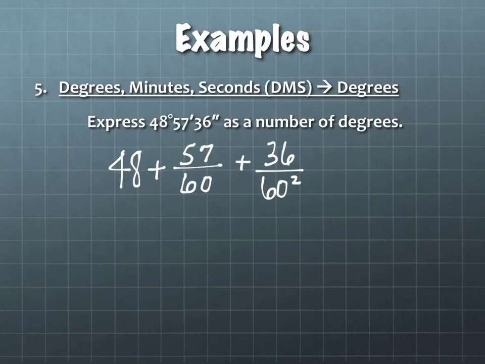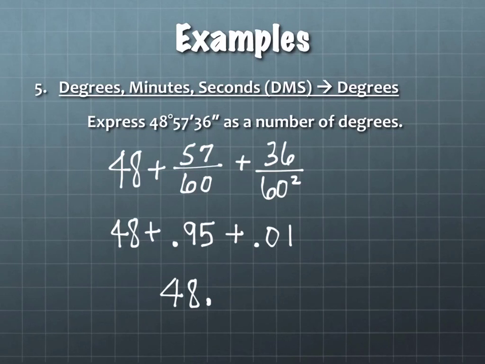Okay, your calculator can help you do that, right? Absolutely. So what does your calculator tell you that 57 divided by 60 is? 0.95. Fantastic. And then what is 36 divided by 60 squared, or 3,600? 0.01. So if we add up 48 plus 0.95 plus 0.01, what do we get? 48.96 degrees.